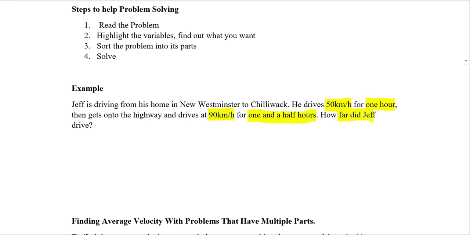Now, when we have to sort our problem into parts, there are two parts that hopefully are pretty obvious for you. There is one section where he's driving 50 kilometers per hour, or in other words, that's city driving. And then there's the other section where he's driving 90 kilometers per hour, or highway driving.